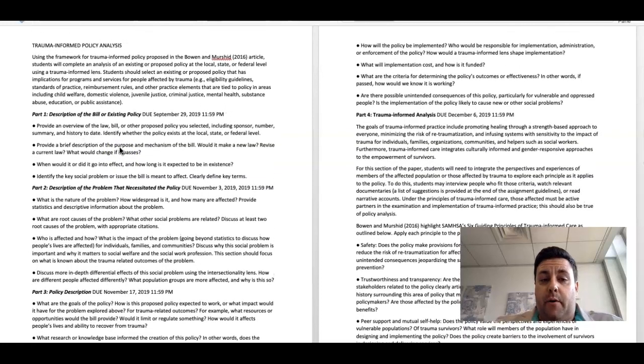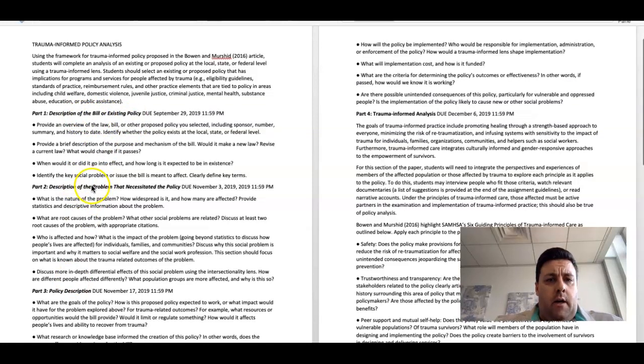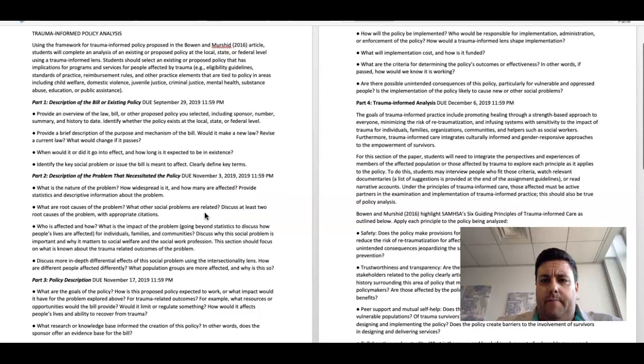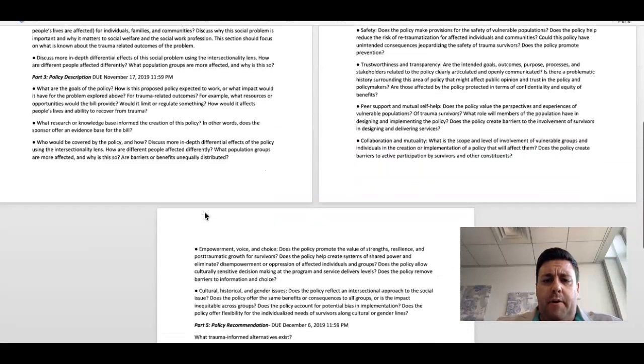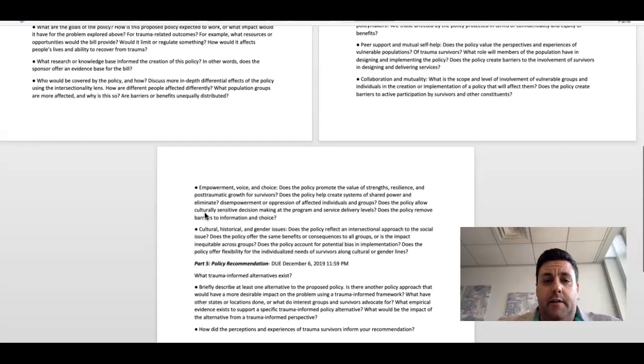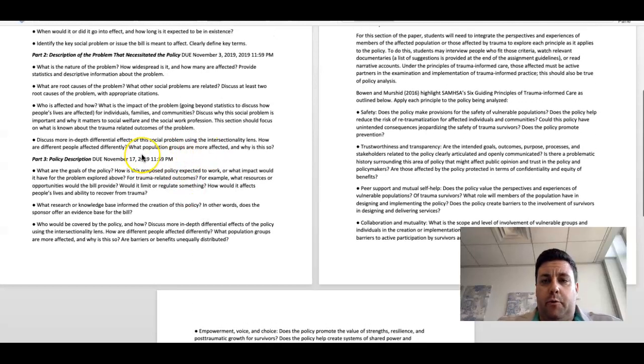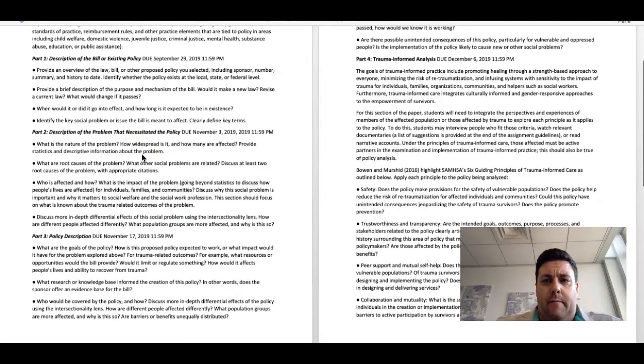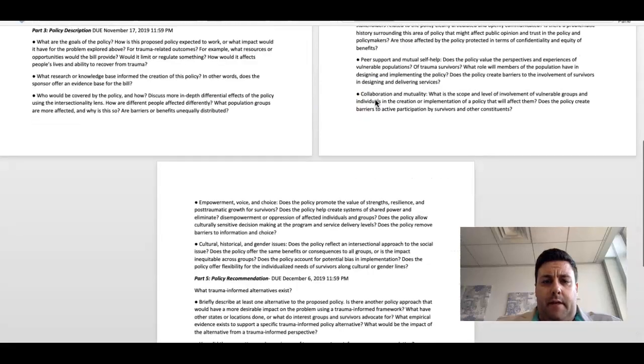So only the first part is due at the end of this fifth week here, and that's really a description of the bill or existing policy. The rest of the parts are due later on in this semester. So the second part, for example, isn't due until that first part of November, and then parts 4 and 5 are due in December. So two parts due in November, and then the last two due on the same day in December.